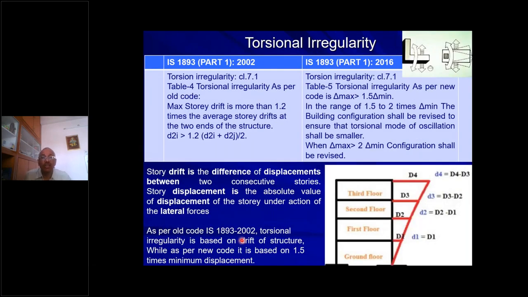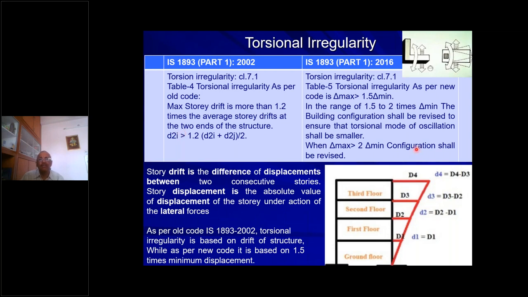Now coming to the torsional irregularity, this is where the code has made certain changes. Due to torsional irregularity, there is going to be a twist in the plane of the building. Now, in the old code of practice, torsional irregularity was based on drift consideration. If the maximum story drift is more than 1.2 times the average story drift at the two ends of the structure, then torsional irregularity comes into the picture.